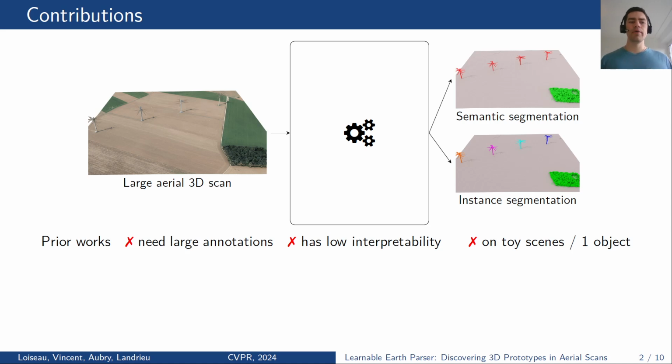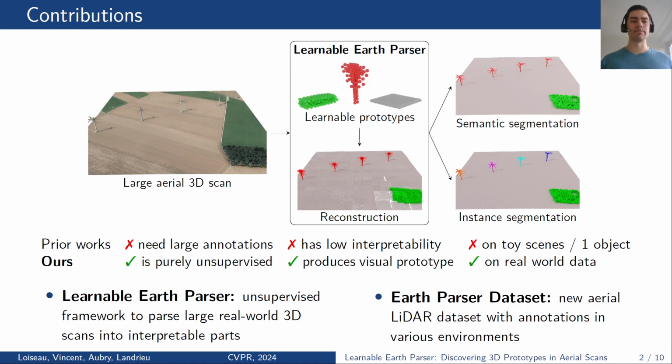To analyze 3D aerial LiDAR scans, most methods either require expensive 3D annotations or, for unsupervised approaches, rely on abstract feature representations that are difficult to interpret. Furthermore, most of these methods are often designed, trained and tested on synthetic or highly curated data. In this paper, we introduce an unsupervised framework for parsing large real-world 2D scans into interpretable parts, alongside a new uncurated, annotated aerial LiDAR dataset acquired in various environments.